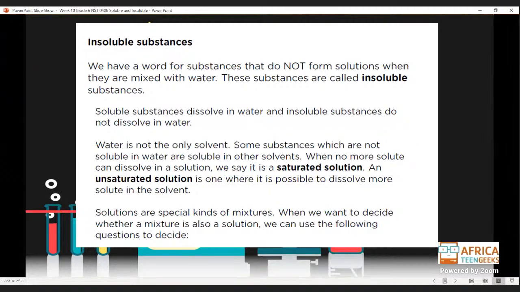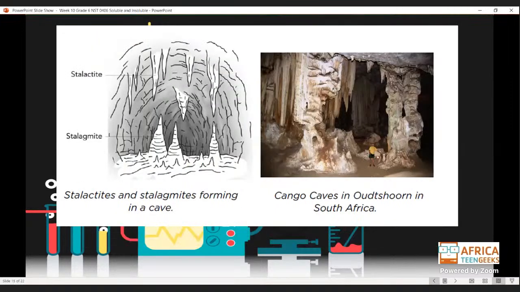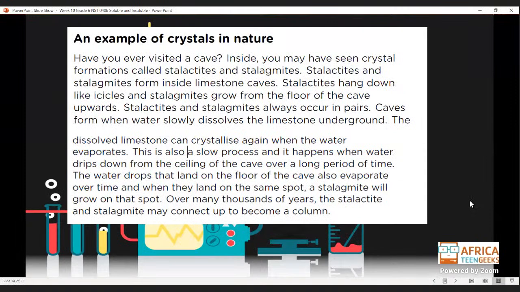Okay, so I see someone asked me to go back quickly. You want me to go back to this page or the previous one? This one. Is that right?